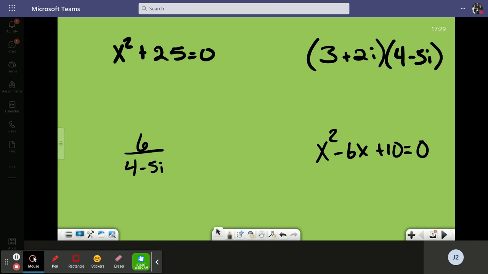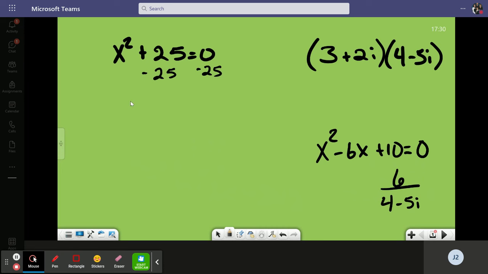Okay, so how are we going to solve that first one? X squared plus 25. Subtract 25. So we're going to get rid of that. Let's get some space here. Move this one over here. So we're going to do minus 25 on both sides. And then I end up with x squared is equal to negative 25.